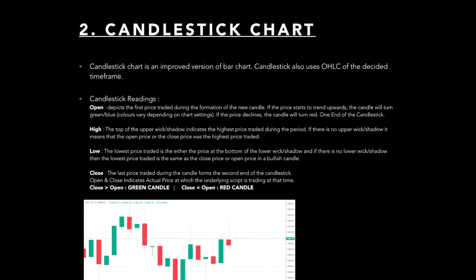Number 2, candlestick chart. The candlestick chart is an improved version of the bar chart. Candlestick uses the same set of data points used by the bar chart, and hence we can say that it is an improved version of the bar chart. In candlestick, the body is formed by the opening and the closing price, whereas highs and lows are indicated by the wicks. Let's try to understand what we mean by that.